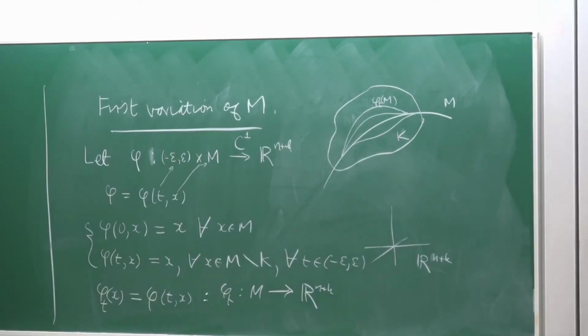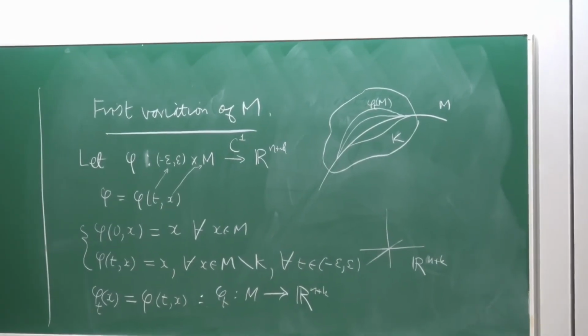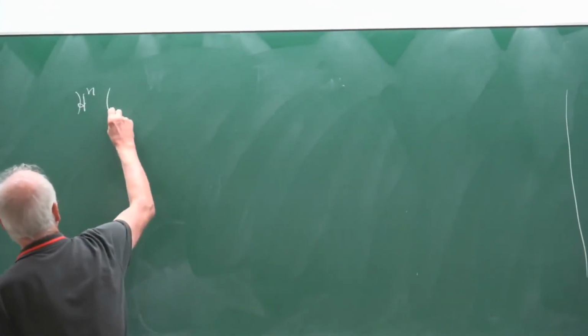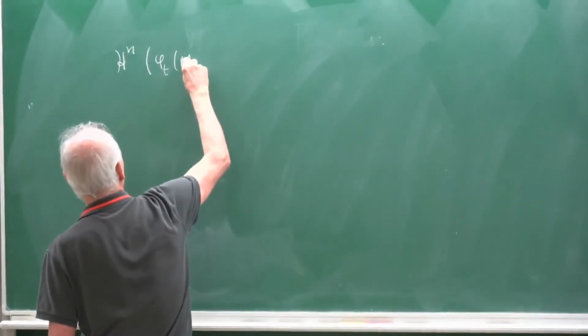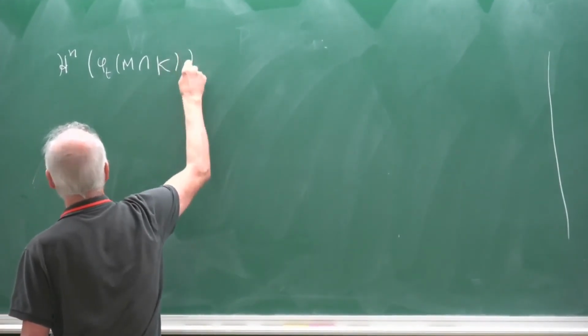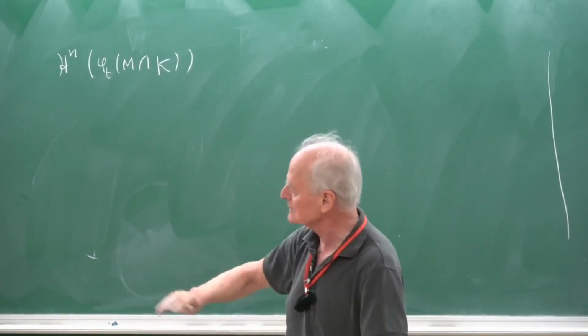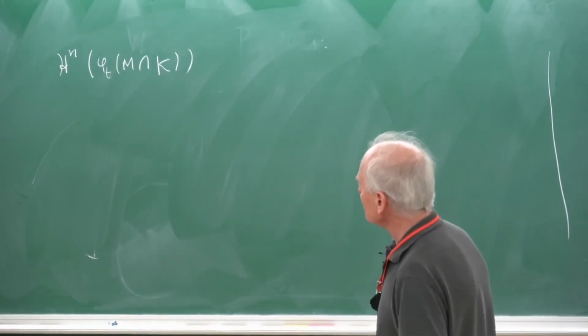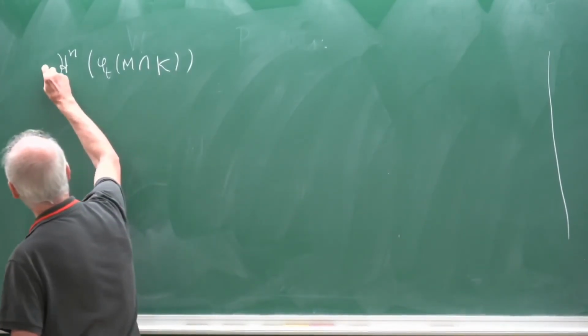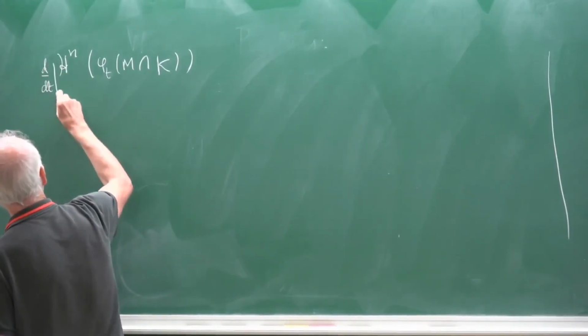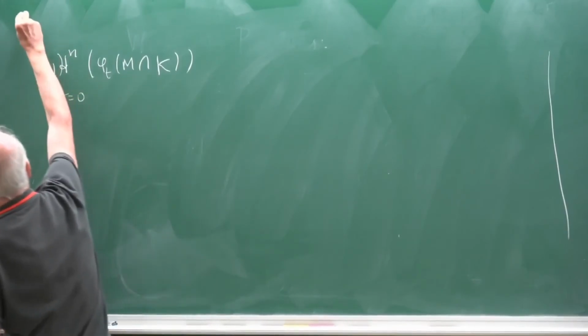Now, let's look at the variation of the volume. So remember, the volume is just the n-dimensional Hausdorff measure. So let's look at the volume of φ_t(M) intersect K. M intersect K, this compact set. Remember, φ keeps everything fixed outside K. So we're interested in the initial rate of change of that. That's called the first variation, d/dt evaluated at t equal to 0. It's called the first variation.